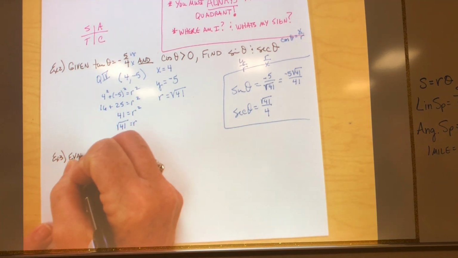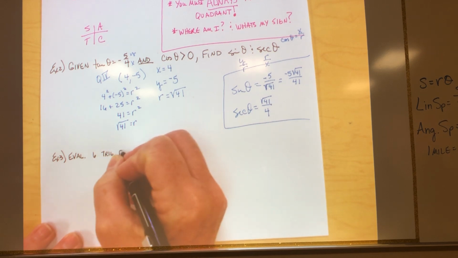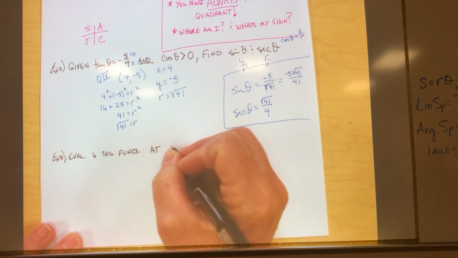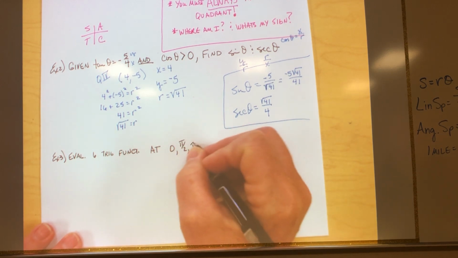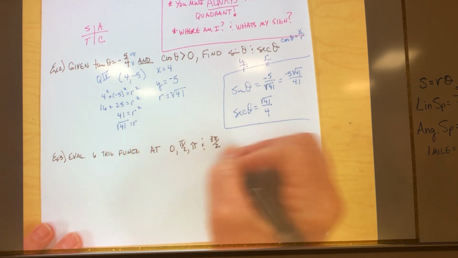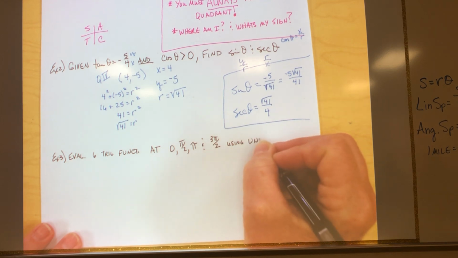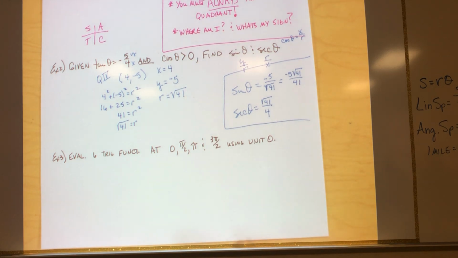Okay, so here we go. Evaluate the 6 trig functions at 0, pi over 2, pi, and 3 pi over 2, using the unit circle. Okay, using the unit circle.